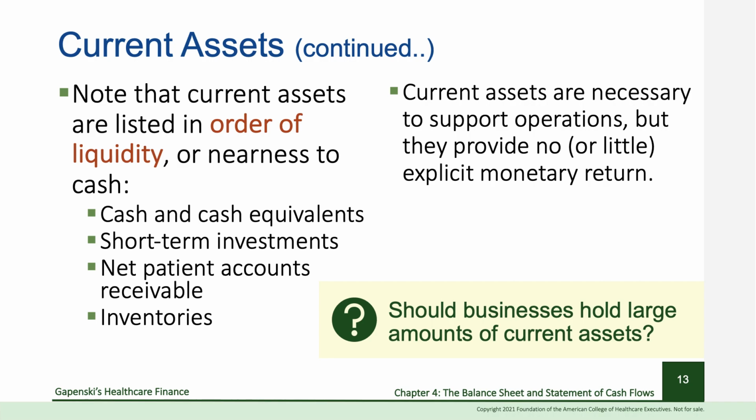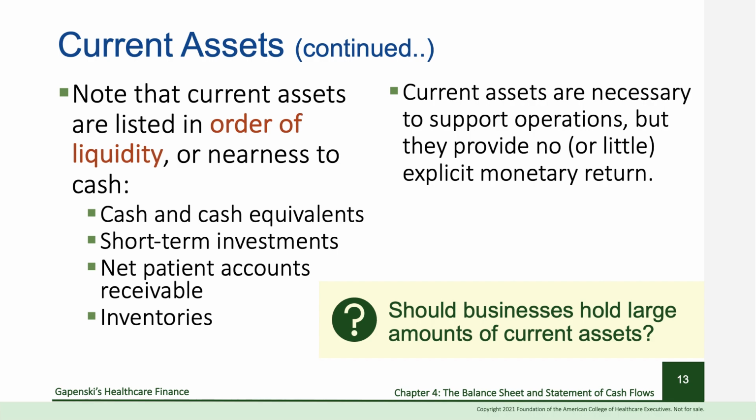Note that current assets are listed in order of liquidity, or how near they are to cash. Cash and cash equivalents are the nearest to cash. Then there are short-term investments. Then there is net patient accounts receivable, and then there are inventories. Current assets are necessary to support operations, but they provide either no or little explicit monetary return. They are very important to support operations, but as far as selling them and making money, that's not very much possible. Nobody's going to sell their MRI machine to start making money. They will do something else to make money.